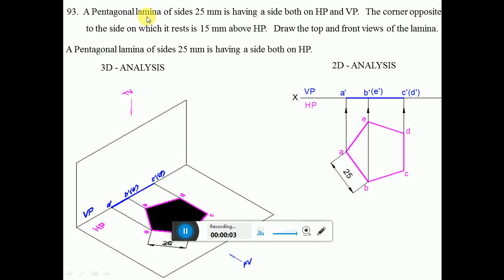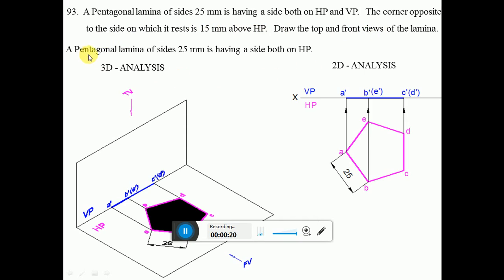A pentagonal lamina of size 25 mm is having a side on both HP and VP. The corner opposite to the side on which it rests is 15 mm above HP. Draw the top and front views of the lamina.